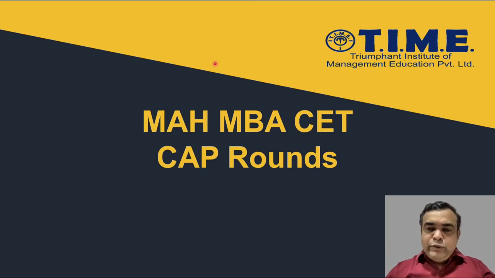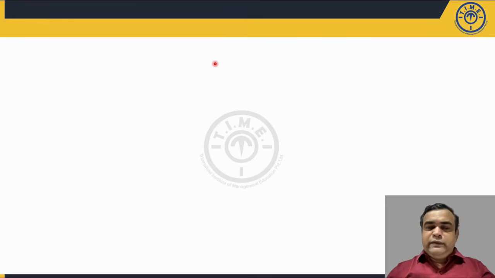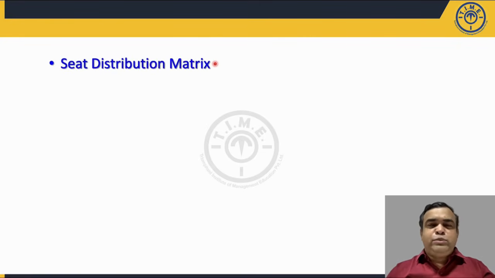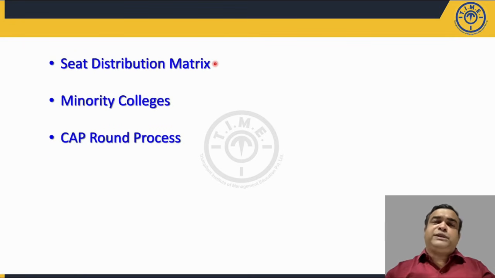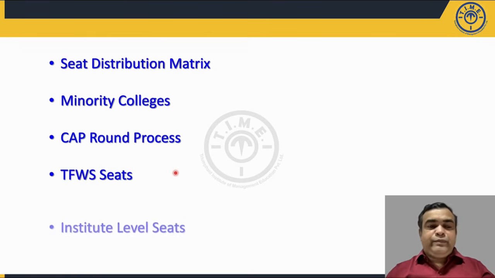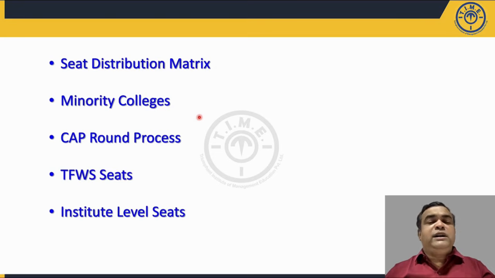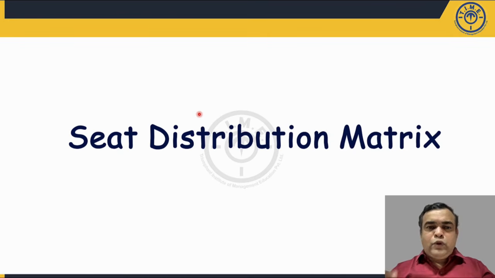So in today's session, we'll see what is the seat distribution matrix, what are minority colleges, what is your entire CAP round process, CAP round 1, 2, 3 and 4, and what are tuition fee waiver scheme seats, and at the end we'll also see the institute level seats. So let's go for the first, the seat distribution matrix.